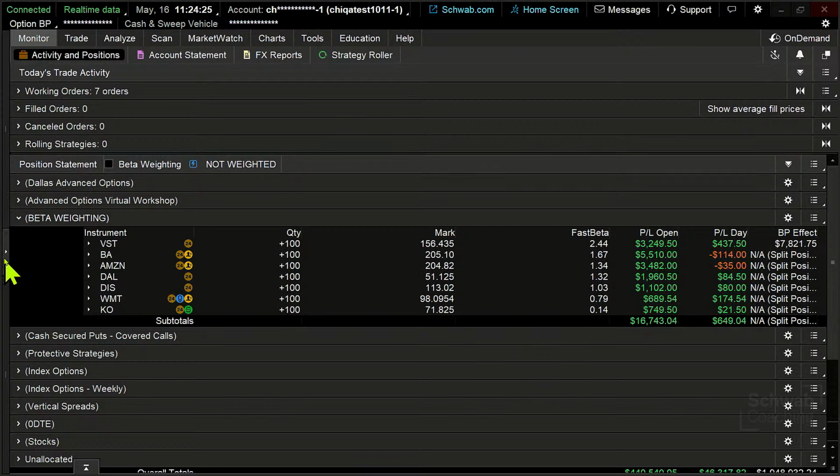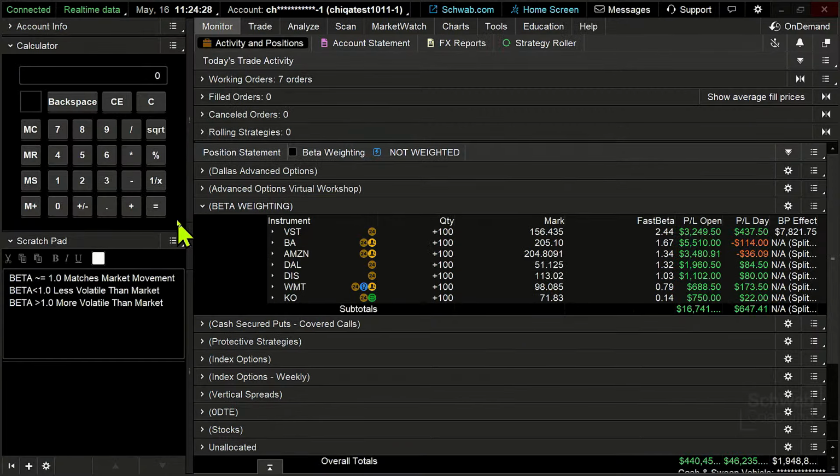And if I wanted to, I could even do this. Let's just do this really quickly, back of the napkin. 2.44 plus 1.67 plus 1.34 plus, we'll just do this really fast, 1.32 plus 1.03 plus 0.79 plus 0.14 gives me 8.73. That's the total aggregate beta numbers for the positions in this portfolio.